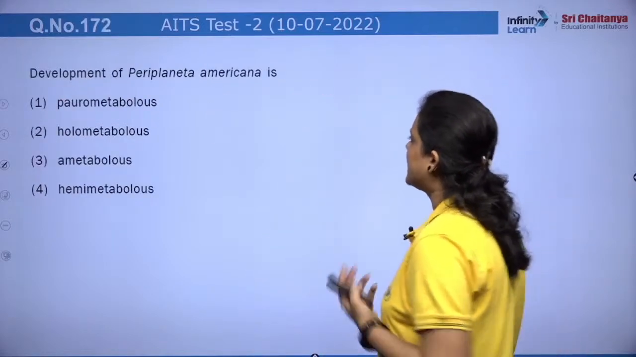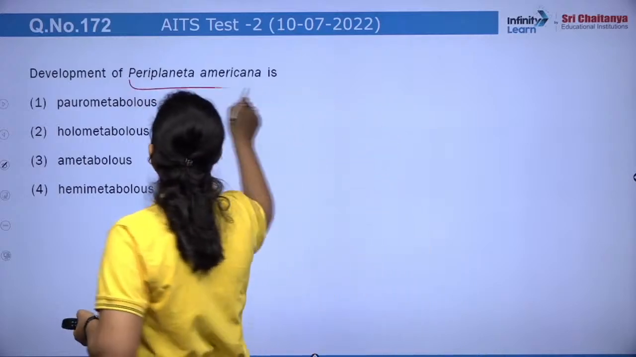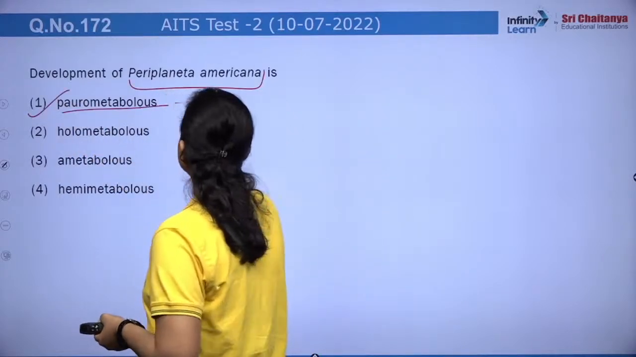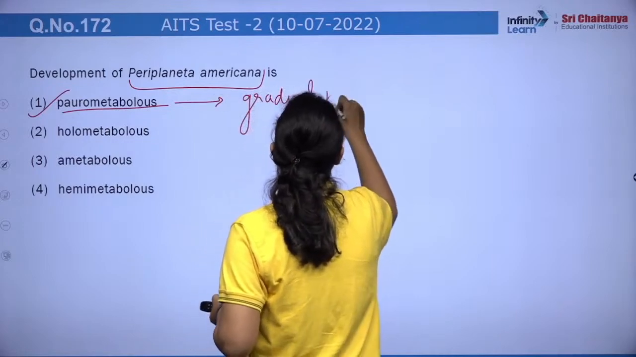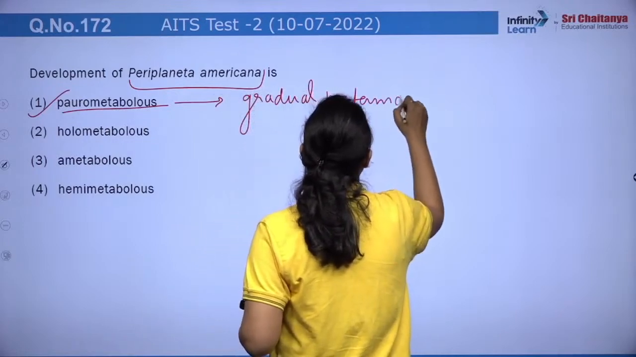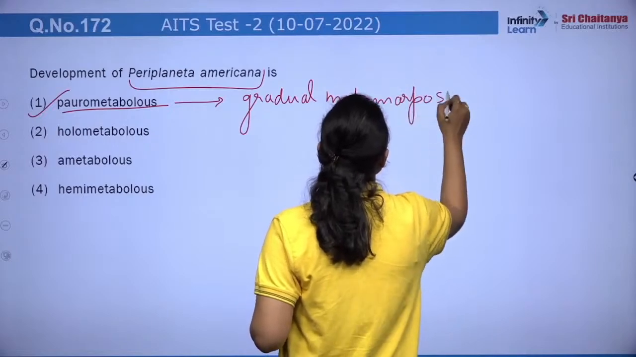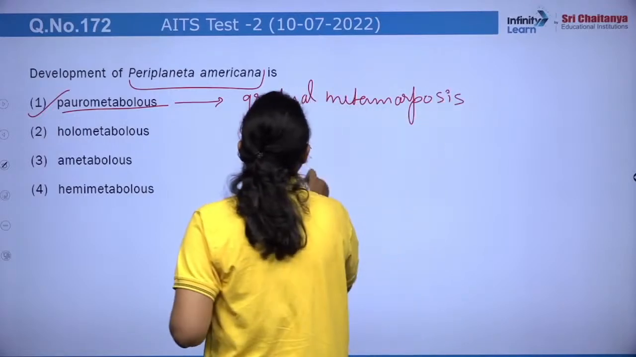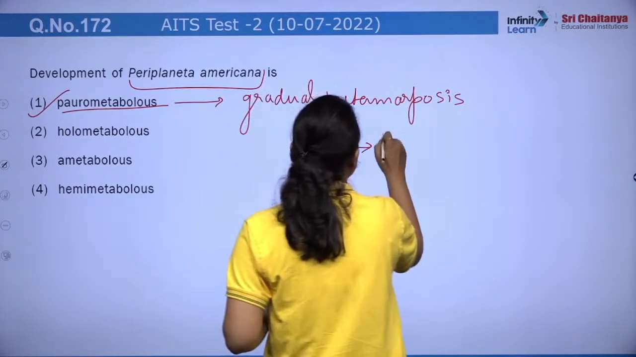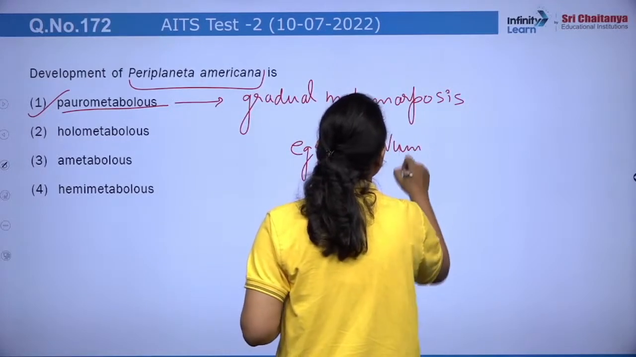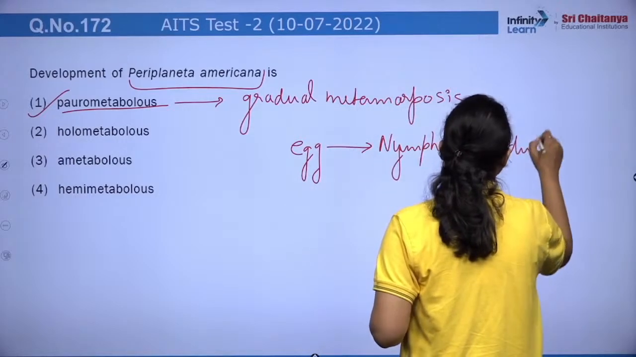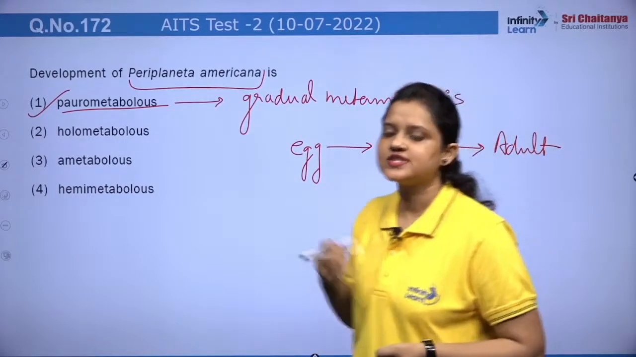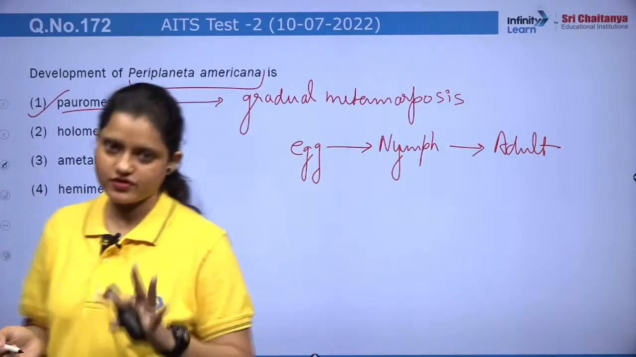Development of Periplaneta americana is paurometabolous, that is, there is gradual metamorphosis. That means there are only 3 stages: egg, nymph, and then there is formation of the adult. The pupa stage is absent from this metamorphosis, right?